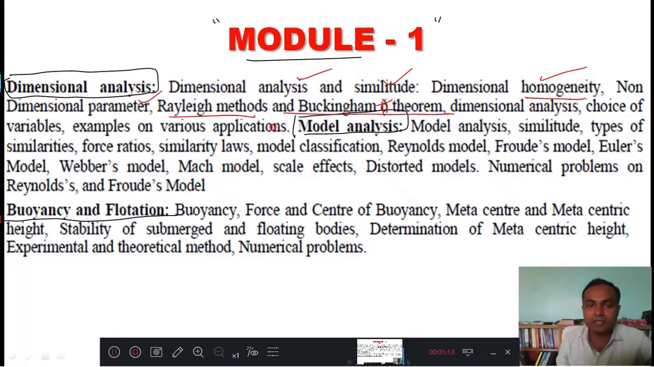This is the pi method. These two methods are very important, and they cover the major portion of this chapter, that is Rayleigh's method and Buckingham's pi method. Then dimensional analysis, choice of variables, examples on various applications. This much we are going to cover in the first chapter of this module 1. Let us start with module 1.